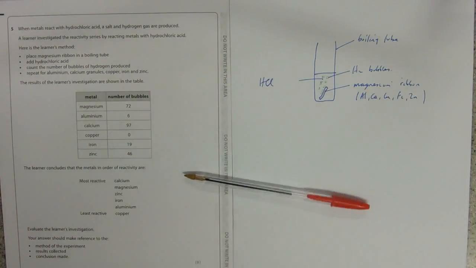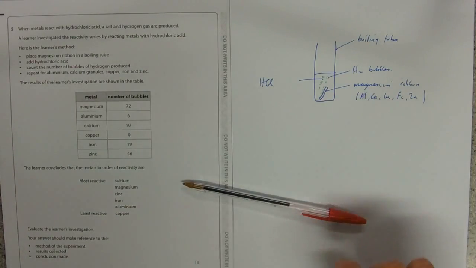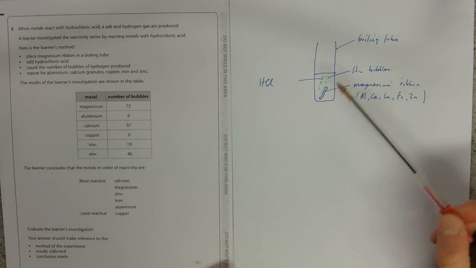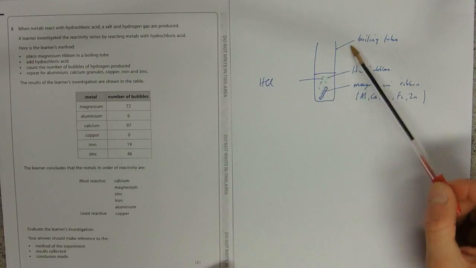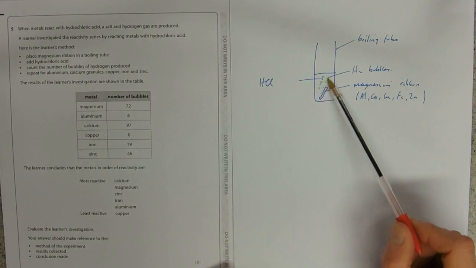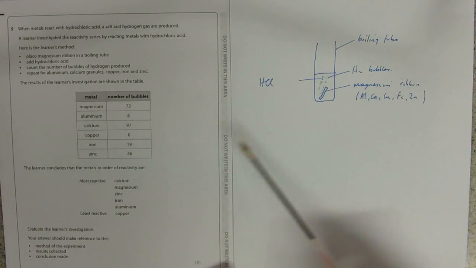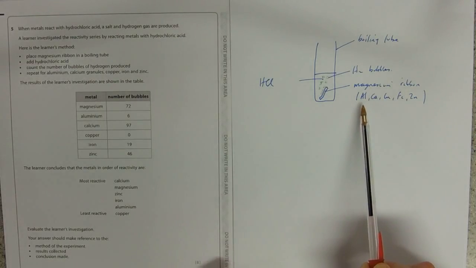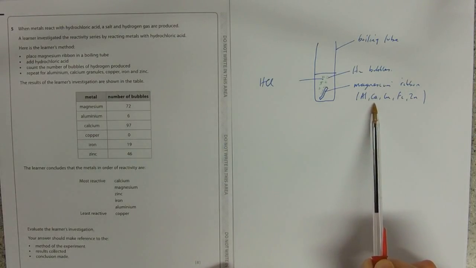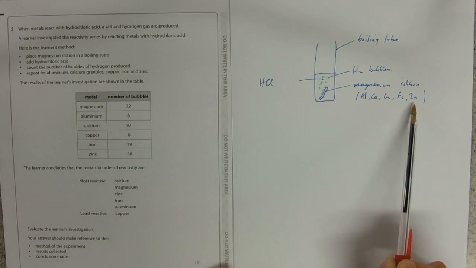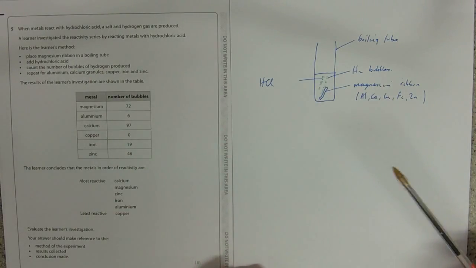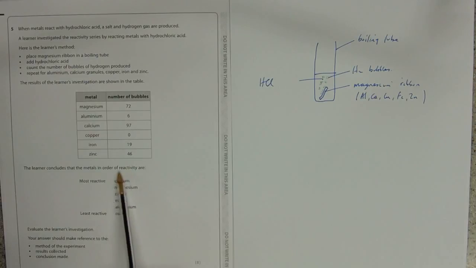This is question 5, which is an evaluation. We have this experiment here, and we've got magnesium ribbon in a boiling tube, and we've added hydrochloric acid, and we're counting the number of bubbles produced. Then they are swapping the metals for aluminium, calcium granules, copper, iron and zinc. The learner has got these results here, how many bubbles, and they have decided from these results this is the order of reactivity.